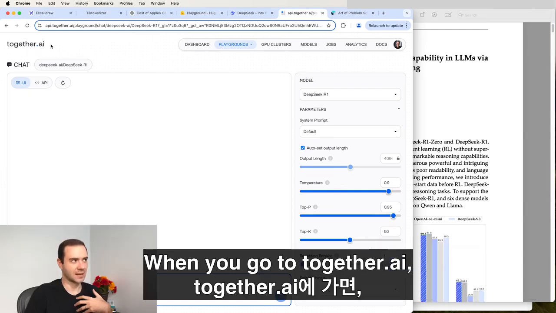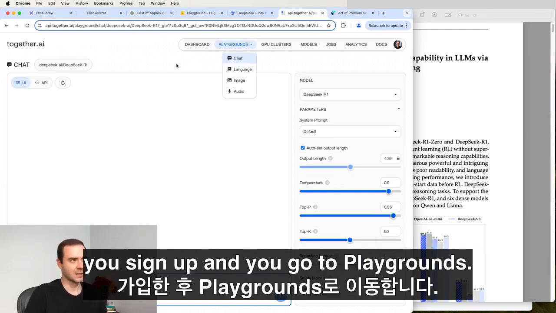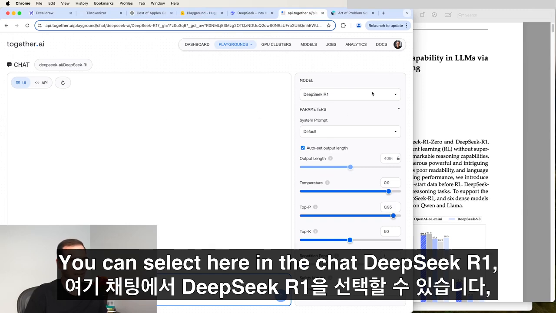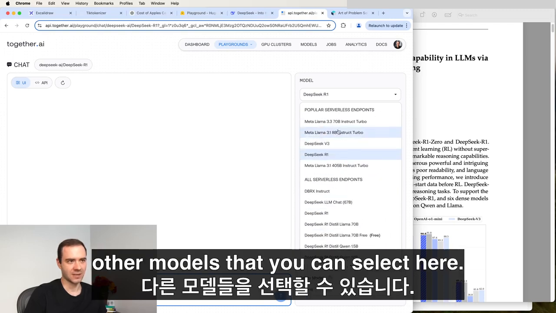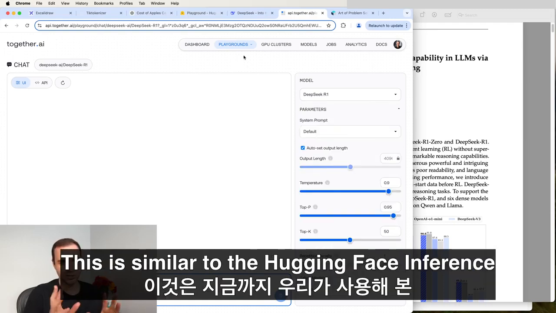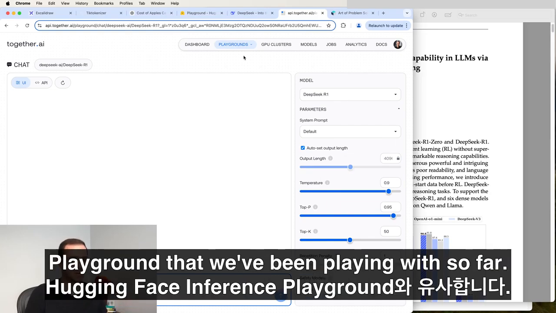When you go to Together.ai, you sign up and you go to Playgrounds. You can select here in the chat DeepSeek R1, and there's many different kinds of other models that you can select here. These are all state-of-the-art models. So this is similar to the Hugging Face inference playground that we've been playing with so far.